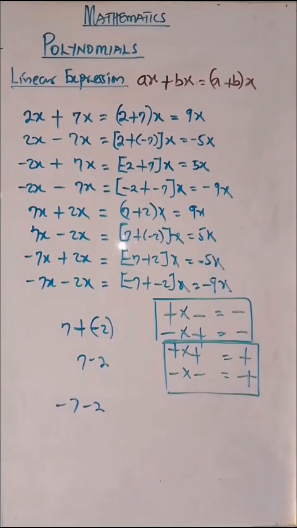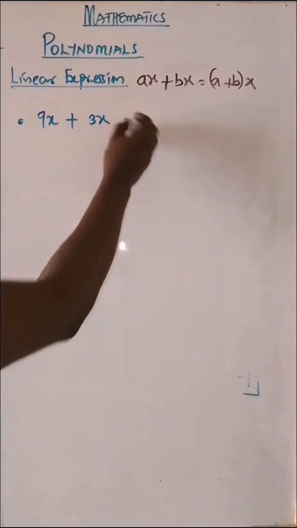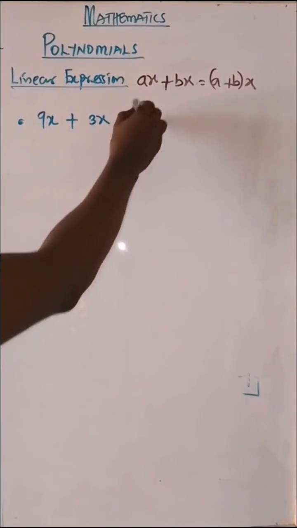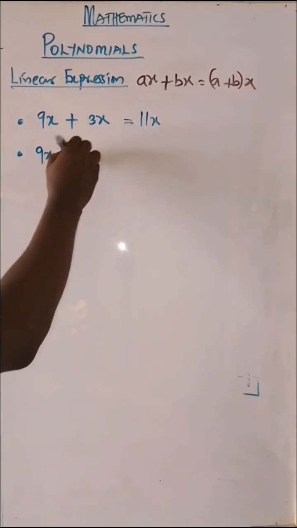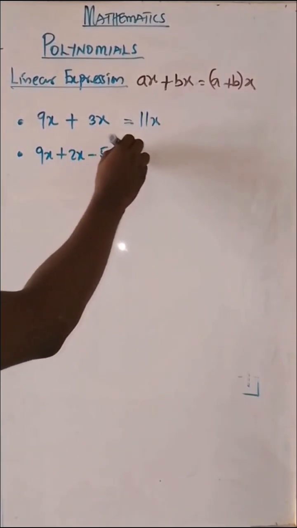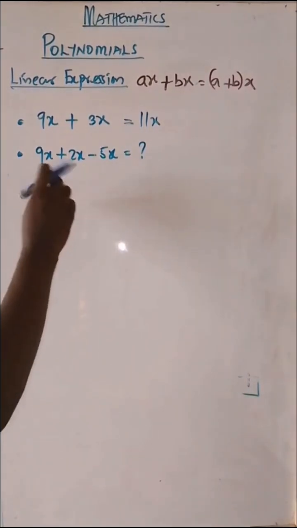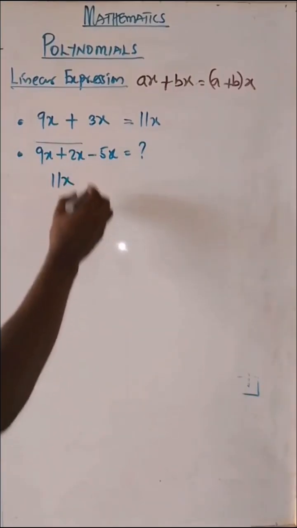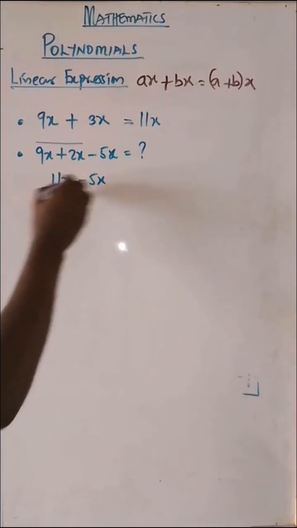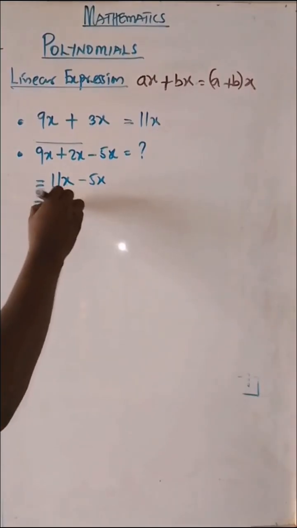Note this before we move on. 9x plus 3x. 9 plus 3, 12. 12x. Okay. 9x plus 2x minus 5x. What's the answer? Don't panic. 9x plus 2x is 11x. Pair them up first. We are doing this first. Then now minus 5x. From here, 11x minus 5x, that is just 11 minus 5, and that is 6x.